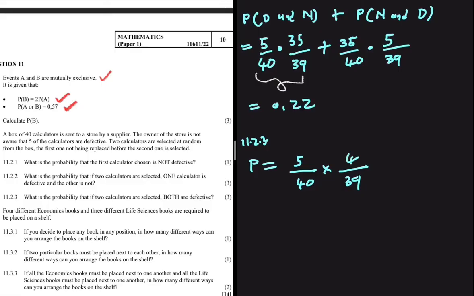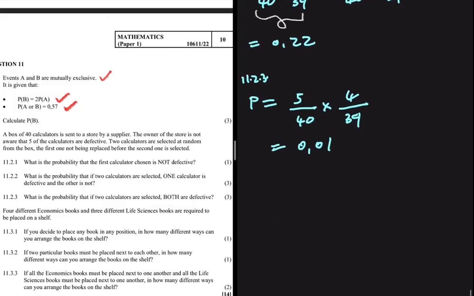So it's just a matter of multiplying these two numbers. If you do that, you're gonna get 0.01. So it's very, very unlikely that if you pick 2 calculators one after the other, you're gonna pick 2 defective calculators. Right, let's move to 11.3.